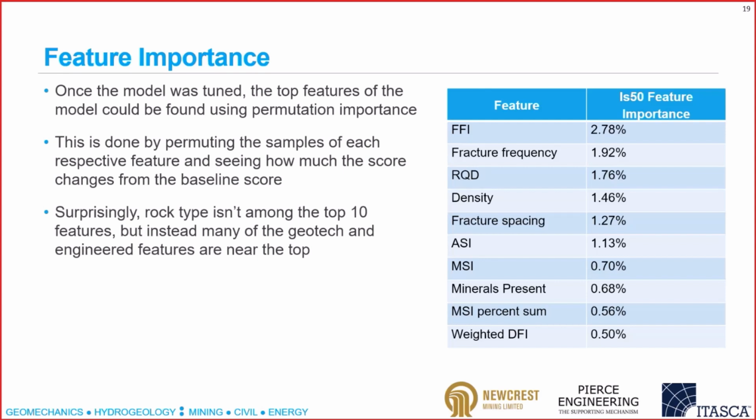The features that we found were the most important at the top here were many of the geotech and alteration related features. So this fracture frequency index that used RQD and fracture frequency, we see fracture frequency, RQD, the rock density, fracture spacing, alteration strength index related to the alteration minerals that were present, mineralization strength index, just what minerals were present in general, and so forth. And we found, surprisingly, as a conclusion from this work, that rock type was not among the top 10 features. Instead, many of these geotech and other engineered features are near the top.